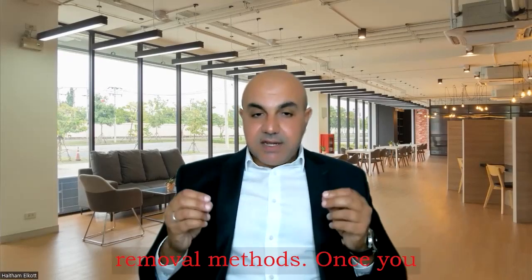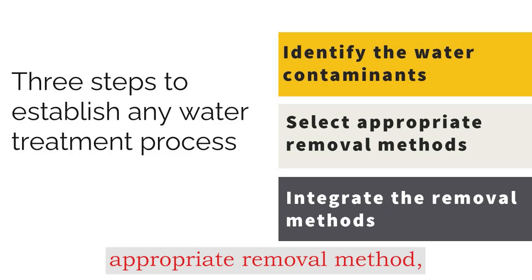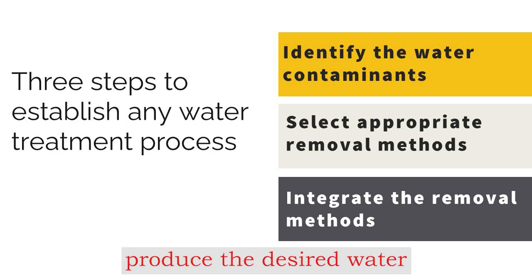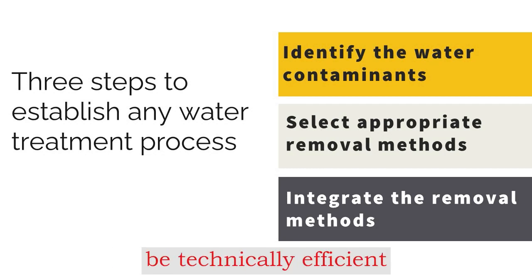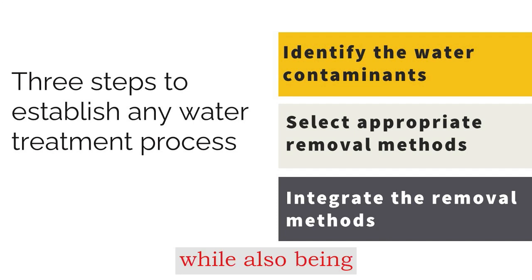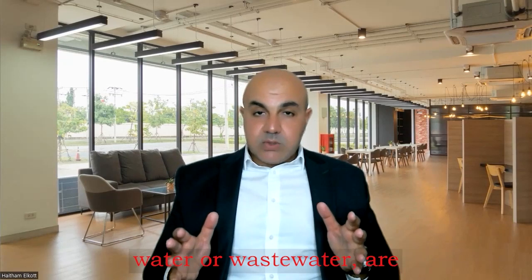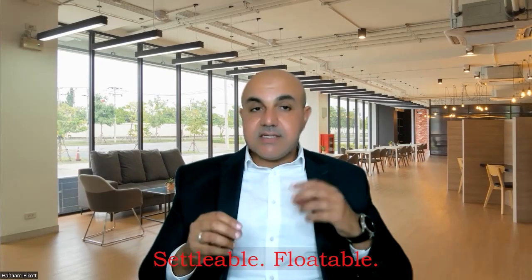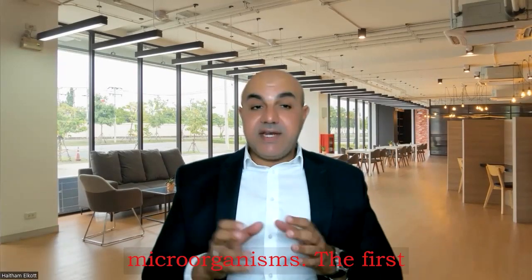Finally, integrate the removal methods. Once you have selected the appropriate removal methods, you need to integrate them into a process that will reduce the desired water quality. The process should be technically efficient while also being economically feasible. All contaminants, whether in water or wastewater, are categorized into 5 different groups: settleables, floatables, dissolved, colloids, microorganisms.